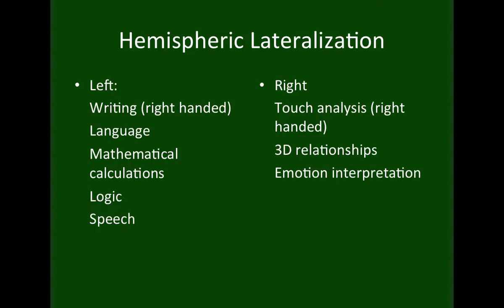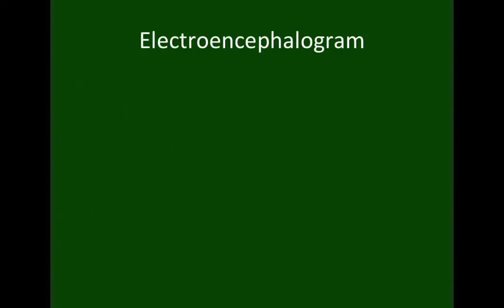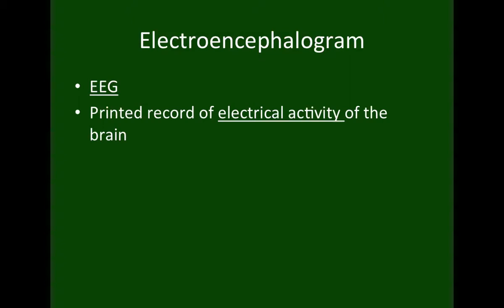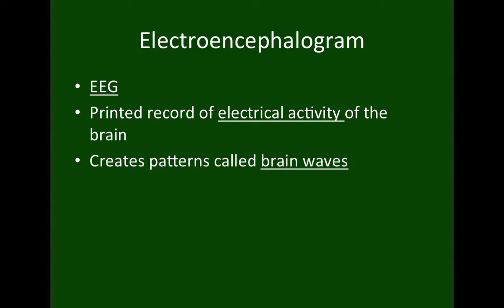Now, in addition to hemispheric lateralization, with the brain we can talk about something called an electroencephalogram, or EEG. This provides a printed, or nowadays digital, record of the electrical activity of the brain. So you can actually monitor this, and when you print it out, it kind of looks like the wave pattern of action potentials. So that's the pattern that we look at, our brain waves. They're literally the action potentials that are taking place.